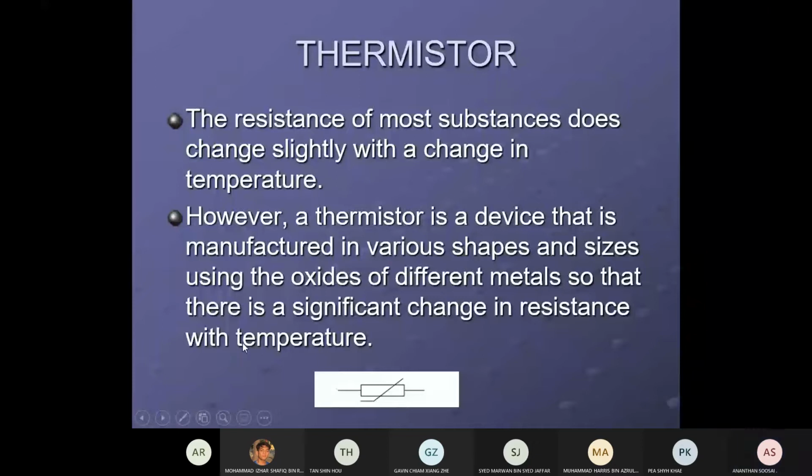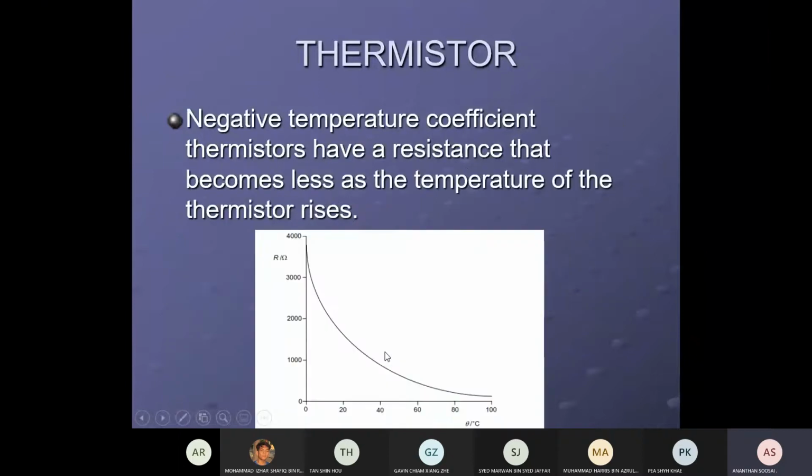The resistance of most substances changes slightly with a change in temperature. However, the thermistor is a device manufactured in various shapes and sizes that shows a significant change in resistance with temperature. It is found that the greater the temperature, the smaller the resistance. It's called negative coefficient. In your syllabus, a thermistor with negative coefficient means when temperature rises, resistance decreases.